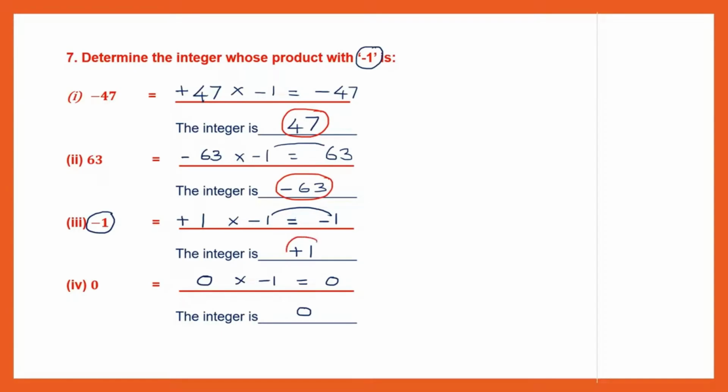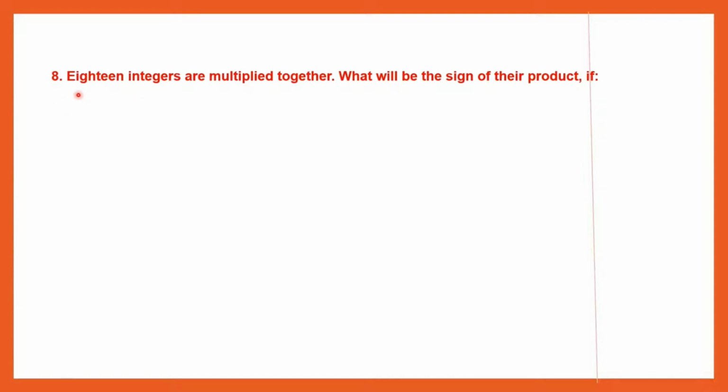Third one is 1 or plus 1, and the last one is 0. Question 8. 18 integers are multiplied together. So there are 18 integers. What will be the sign of their product if, and a few questions are given to us. So here we have to say what the sign of the product will be depending on the questions.